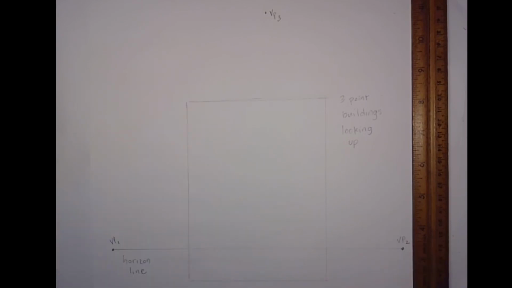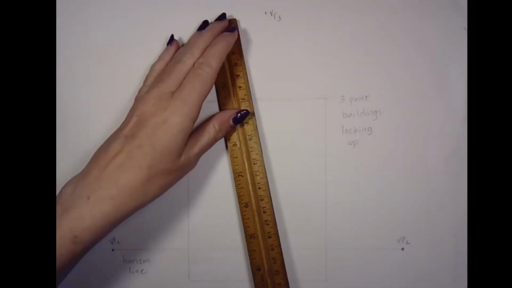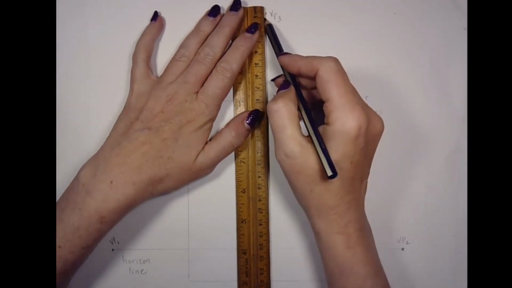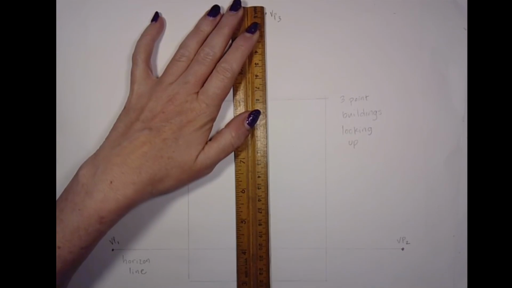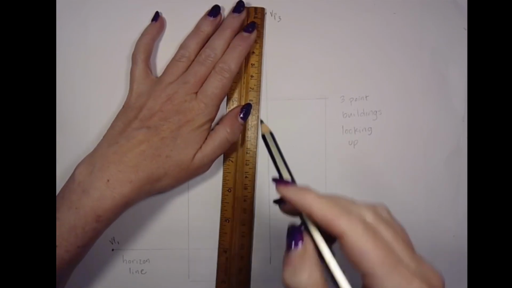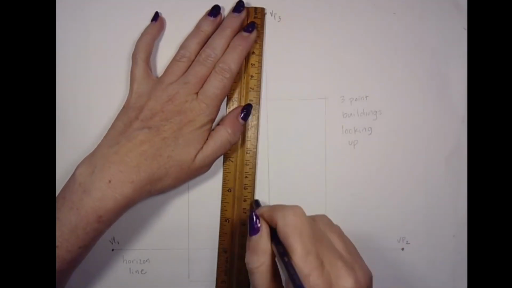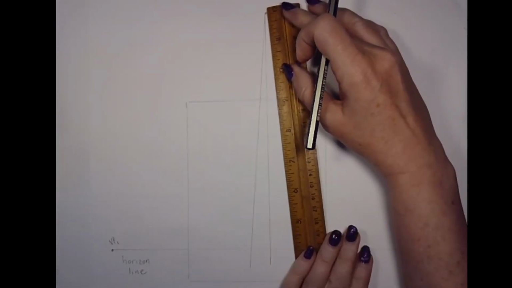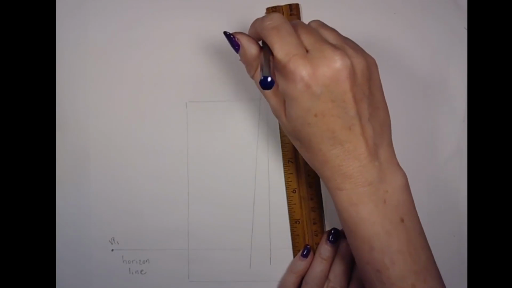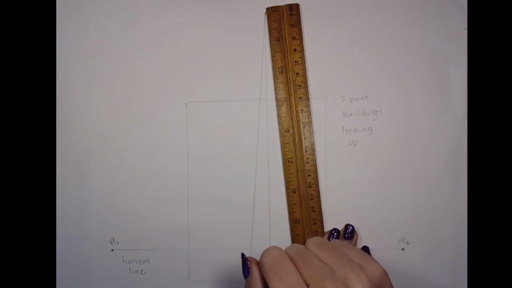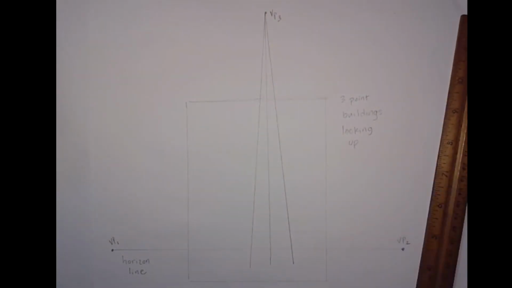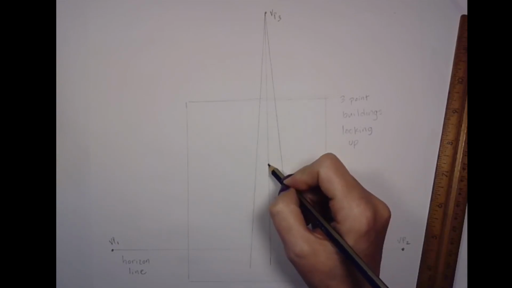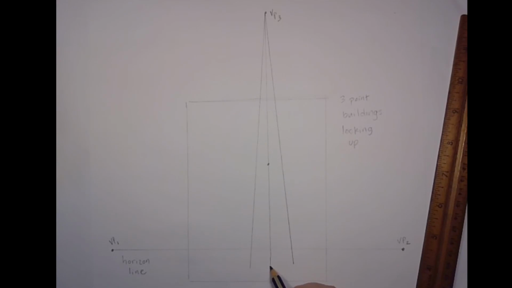So I'm going to start out going down from vanishing point 3, making a straight line or as straight as I can. Then I'm going to come right here and make another line, which is going to be diagonal. Then I'm going to come on this side and make another line down from vanishing point 3, which will be diagonal. I'm going to choose a top for my building and a bottom for my building.